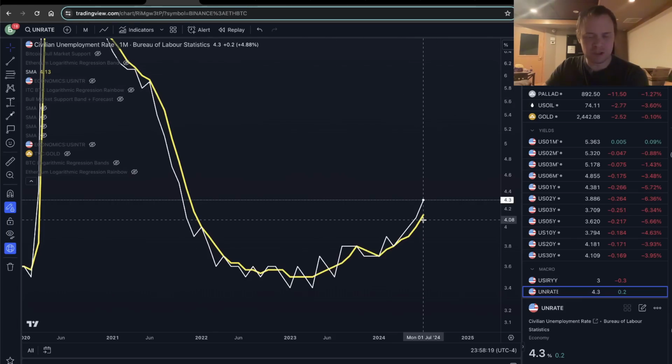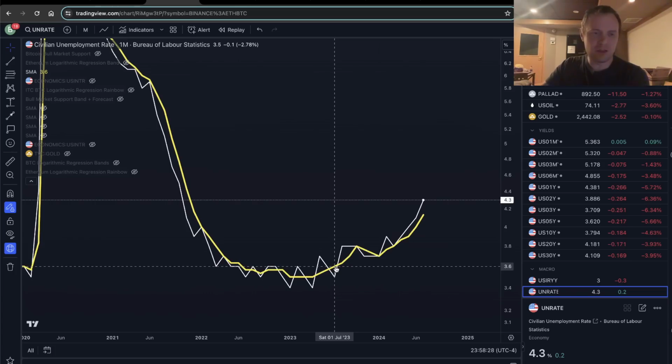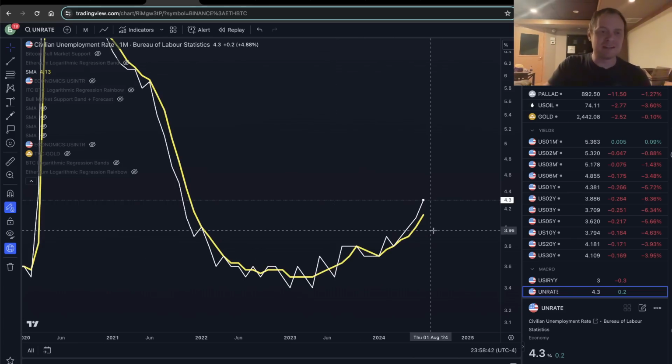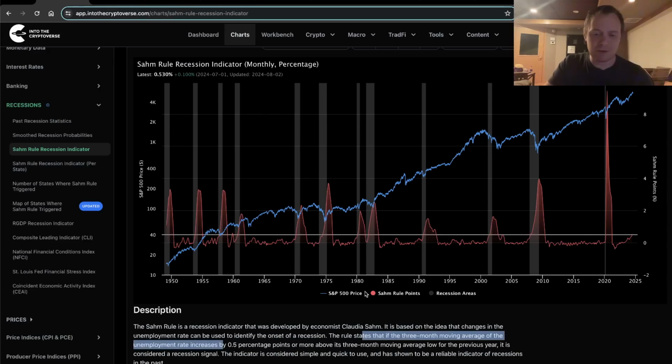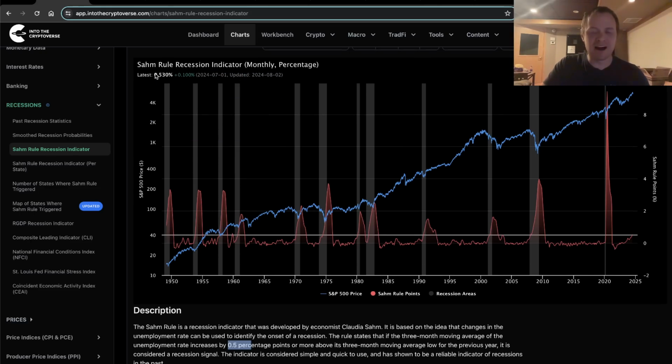So we just got the data for July 2024. If you look at where it was in July of 2023, you can see that it was at 3.6%. That was the 3-month SMA, the low point over the last 12 months, 3.6%. Well, the unemployment rate today came in at 4.3%, and so the 3-month moving average of it is now at 4.13%. So 4.13 minus 3.6 is 0.53%. And the Sahm Rule again states that if it's just 0.5 percentage points, then it's considered a recession signal. So you can see it's actually at 0.53%.